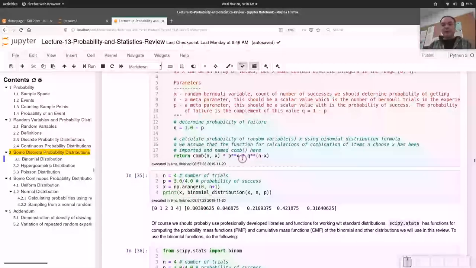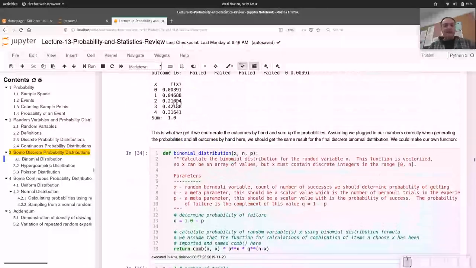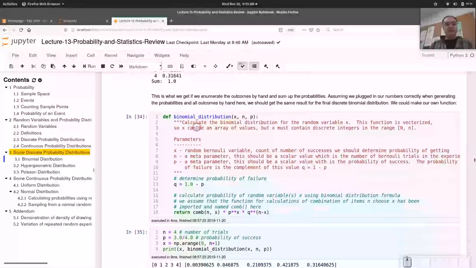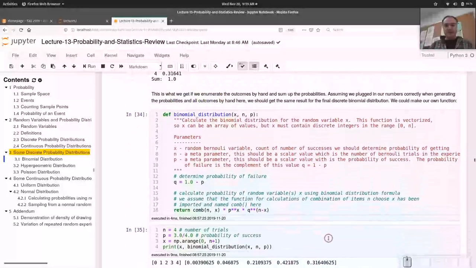And again, this is just that formula that we showed in mathematical notation up above and derived here. So n take x successes times the probability of having those x successes times the probability of having those n minus x failures, q's failures. If you can use that function, you should get the same result that you had here for the binomial distribution for 4 trials with the probability of success 3/4, and you can see it is the same.